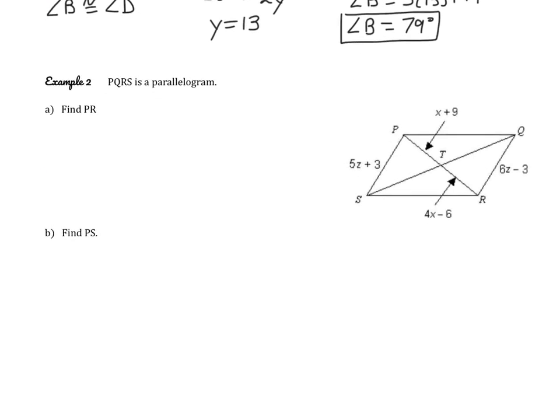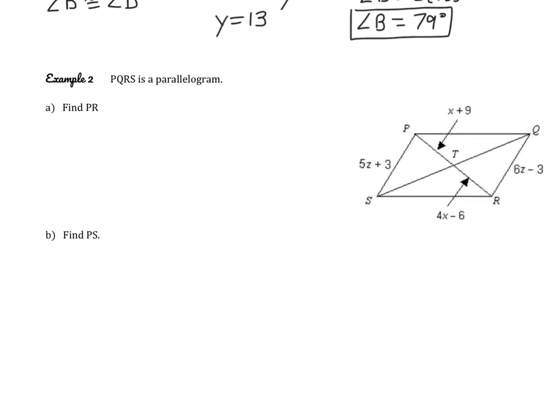Okay, so now let's look down here at example 2. So again, here we are told that PQRS is a parallelogram, which is really important. So we know we can use those theorems we just learned. And the first thing they're asking us to find is PR, which you'll notice PR is a diagonal. So you have to ask yourself, well, what do I know about the diagonals of a parallelogram? So we know that the diagonals of a parallelogram bisect each other, which means they cut each other into two congruent parts.